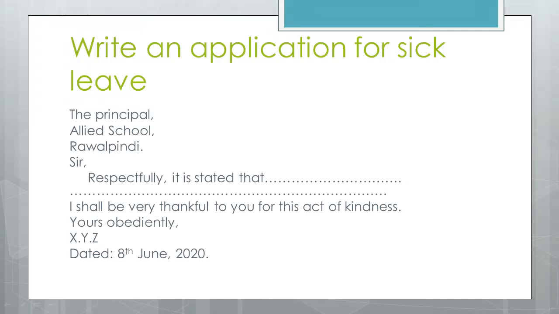Now complete this exercise in your notebooks. Write the application. Give the heading or topic. Write an application for sick leave. And then write this application. Start with the principal. Look at the screen. Keep your notebook like this. Start the principal from the leftmost corner, then write Allied School following the same alignment, then insert a comma and Rawalpindi in the same way. Follow the same pattern and spacing and lining of the application as it is given on your screen.